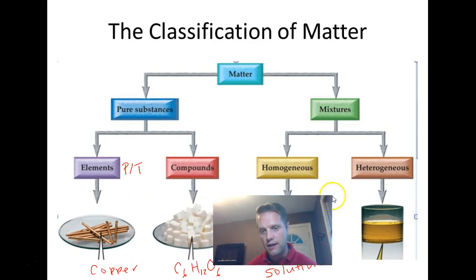Heterogeneous mixtures, on the other hand: to the right of me, this is oil and this is water. You can clearly point to the different sections. When we say hetero, oftentimes we mean two things, and homogeneous means one thing. So heterogeneous means we have two different phases.